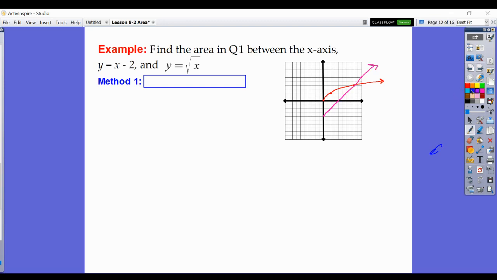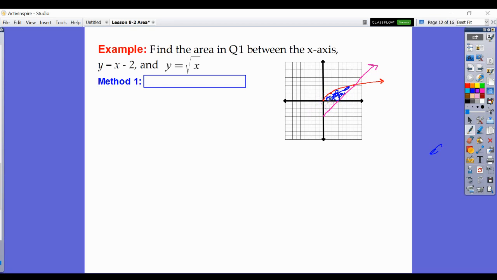Now I want to find the area of that curve in quadrant 1, so above the x-axis, below the square root, and to the left of the line. So I'm looking for this curvy little shape right here. Now there's 3 ways to do this problem, and I'm going to show you all 3 ways, but I want to talk through them a little bit first.